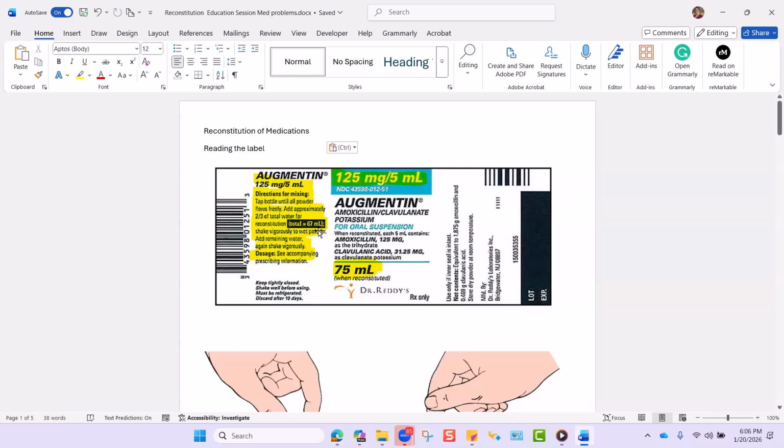So wouldn't you think in your mind, well, my total volume is 67 mLs, right? It is not, because that powder takes up volume. Once you put your full 67 mLs in there, your total volume, it tells you down here, when reconstituted, your total volume will be 75 mLs.